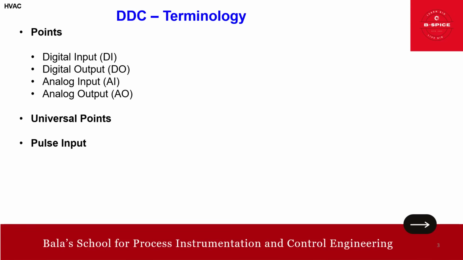And pulse input. So the pulse input point type allows a controller to monitor the power consumption of a device such as a chiller, fan, or air handler. So pulse inputs are used to monitor the power consumption of the whole building actually. That is the point. So let us not go into that detail. That's enough, I think. Let's go into the hardware part now.